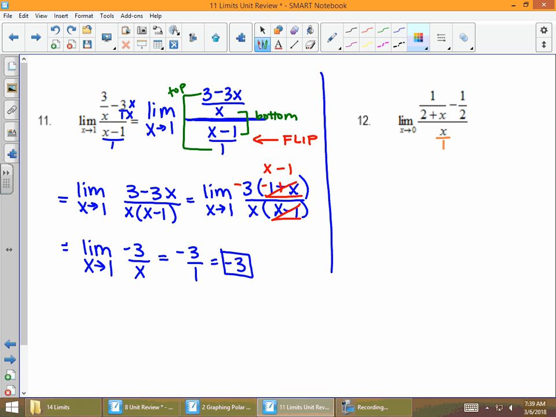Now it's very tempting to just want to do the same thing we did in number 11 and multiply our 1/2 there by x over x. But when you multiply by 1 over x, you're not going to make 2 plus x by x. So I'm going to multiply my first fraction, the 1 over 2 plus x, by 2. And I'm going to multiply my second fraction by 2 plus x over itself. And that's going to create the common denominator of 2 times 2 plus x in my numerator.